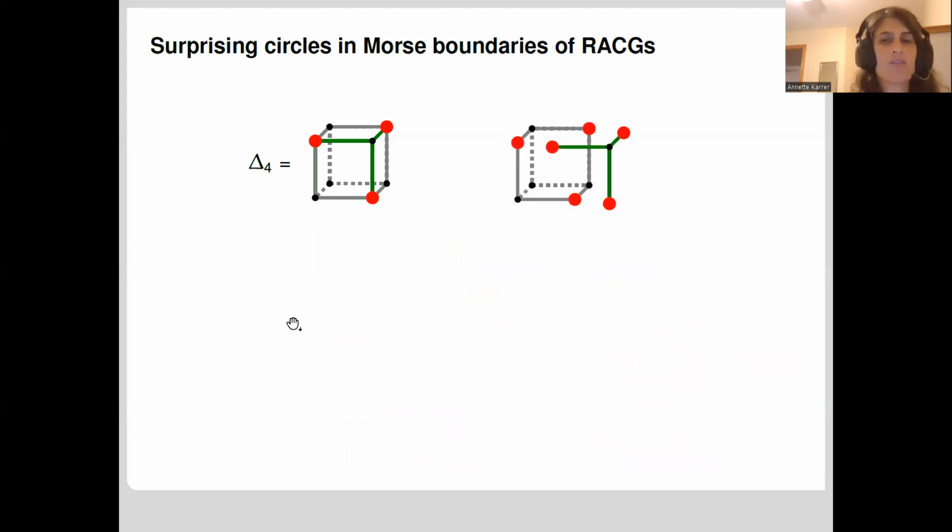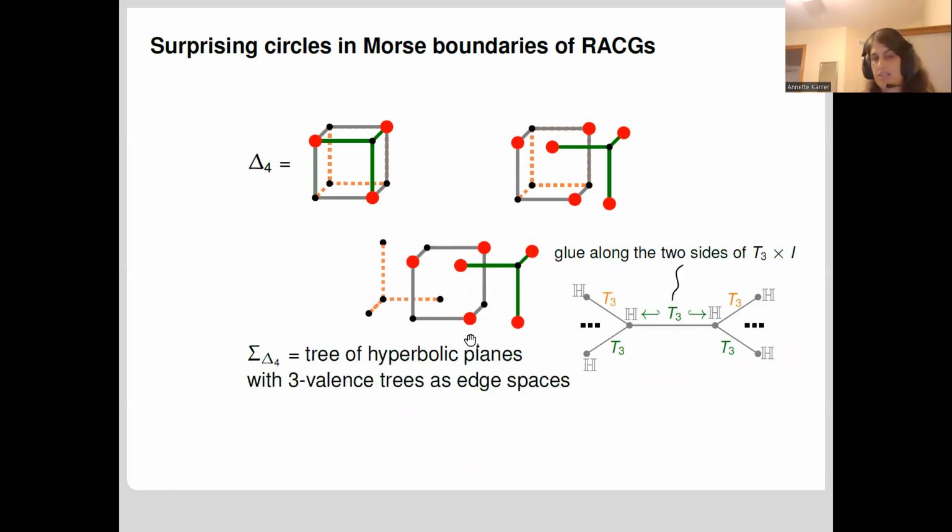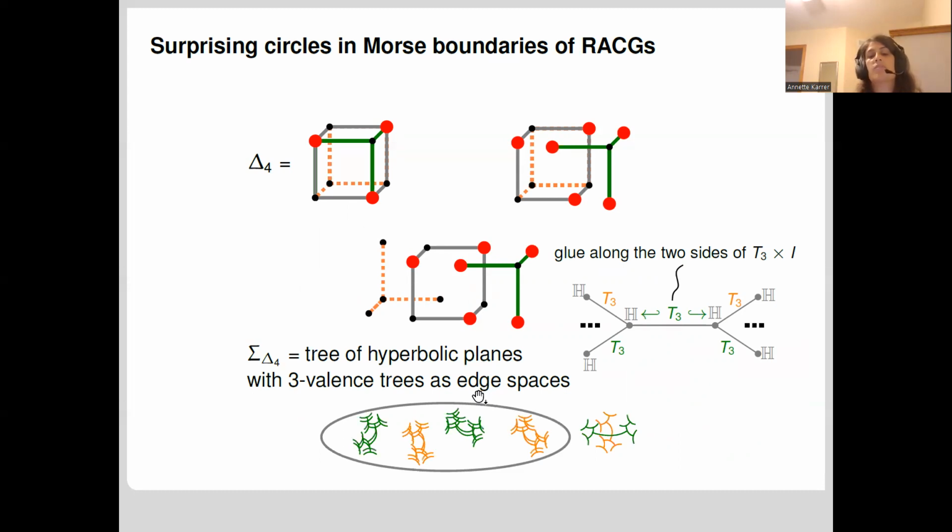What is in particular also nice about this example is that we can also look at another nice splitting of it, namely this one. And now if one stares long enough at this picture, one can discover that the Davis complex here is a tree of hyperbolic planes with 3-valent trees as edge spaces. And this is nice because this means that one can actually really think about what the Davis complex looks like. So one can really draw pictures, and I think this is a very beautiful example where weird things happen, but you can still visualize it.